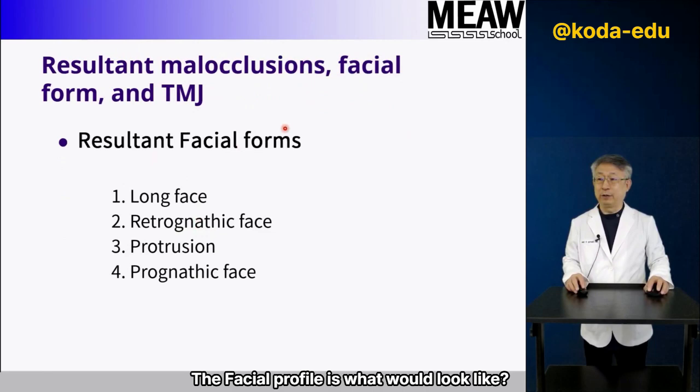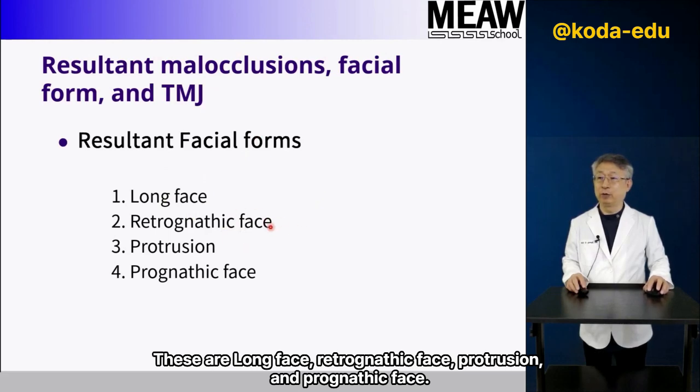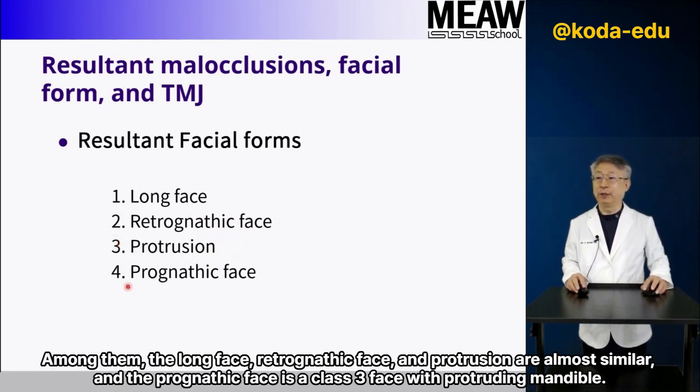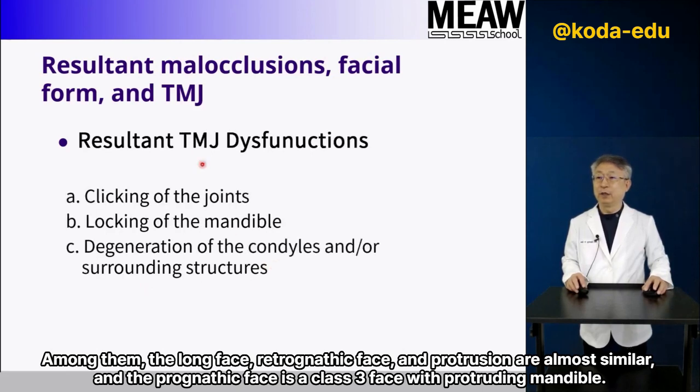What would the facial profile look like? These are long face, retrognathic face, protrusion, and prognathic face. Among them, the long face, retrognathic face, and protrusion are almost similar. And the prognathic face is a class 3 face with protruding mandible.